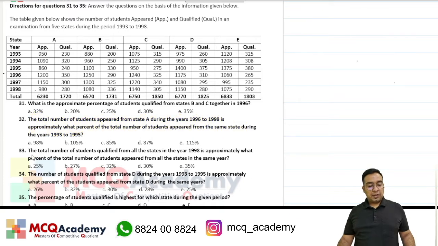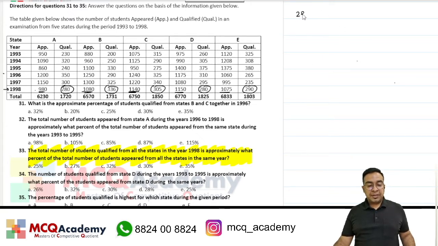Question number 33. The total number of students qualified from all the states in the year 1998 is approximately what percent of the total number of students appeared from all the states in the same year? कौन से ईयर की बात हो रही है यहाँ पे? 98 की बात हो रही है. तो 98 पे हमें एक बार तो कैलकुलेट करना होगा qualified number of students का total, that is 280, 336, 305, 280 and 290, और इसे हमें डिवाइड करना होगा total number of students appeared, that is 980, 1080, 1140, 1150 and 1075. तो यहाँ पे हम लोग एड अप करेंगे इन्हें.